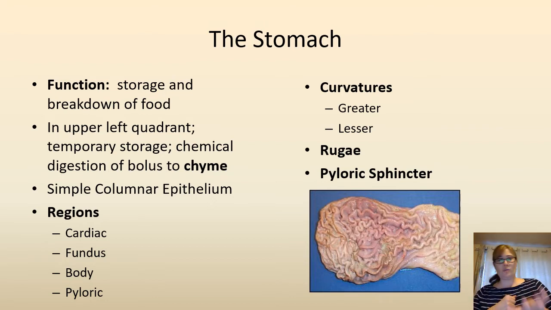I'm going to discuss the regions of the stomach and curvatures on the next slide because it's a better picture. But I wanted to show you this picture because it looks like worms, but it's actually all folds. Those are called rugae. Those folds allow the stomach to shrink down when there's nothing in it, and when there is food in it, they allow it to expand. We also have them in the bladder.